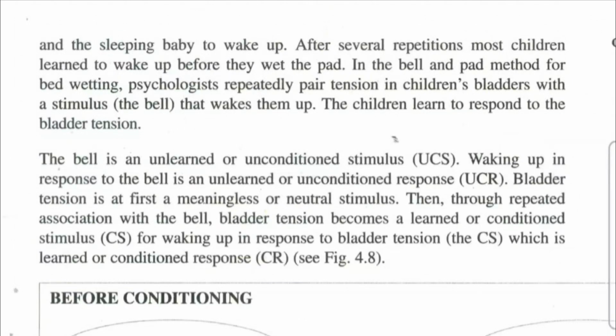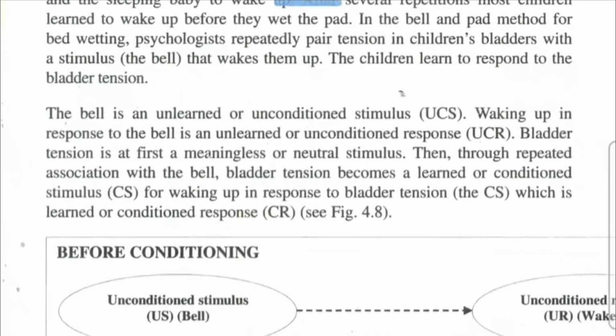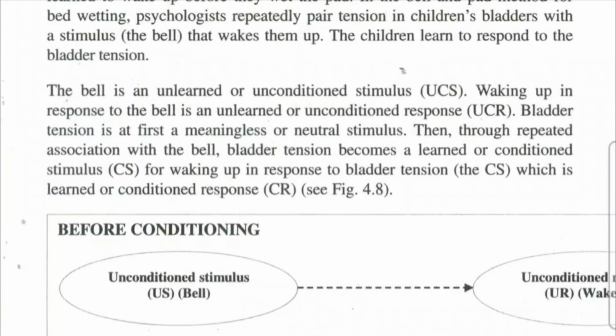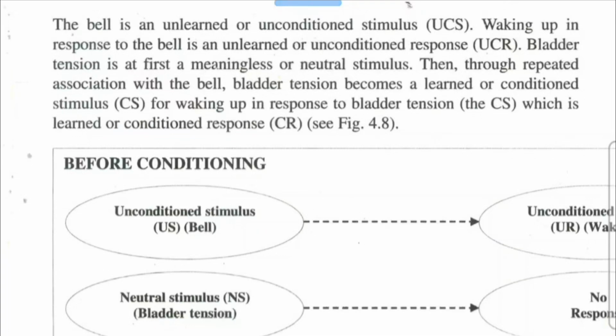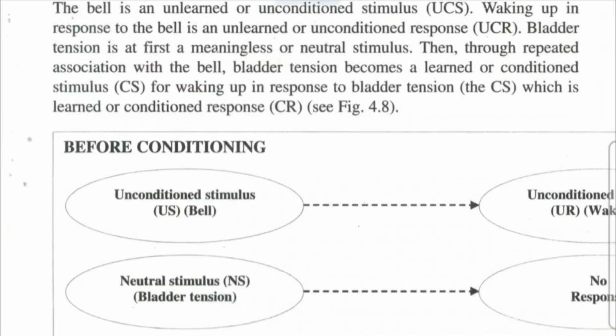The bell is an unlearned or unconditioned stimulus, UCS. Waking up in response to the bell is an unlearned or unconditioned response, UCR. Bladder tension is initially a meaningless or neutral stimulus. Through repeated association with the bell, bladder tension becomes a learned or conditioned stimulus, CS, for waking up. The waking response to bladder tension, the CS, becomes a learned or conditioned response, CR.